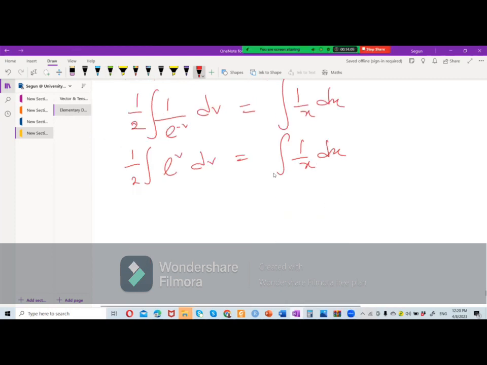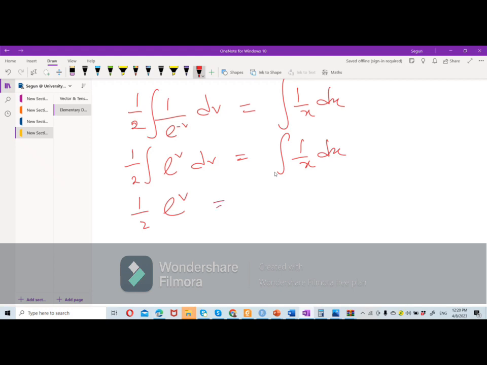So I can go ahead and integrate both sides and see what we are going to have at the end of the day. What am I going to have in this case? Anybody? Yes. Remember, 1 all over 2 is here. You still have exponential v equals the absolute value of ln x plus c.